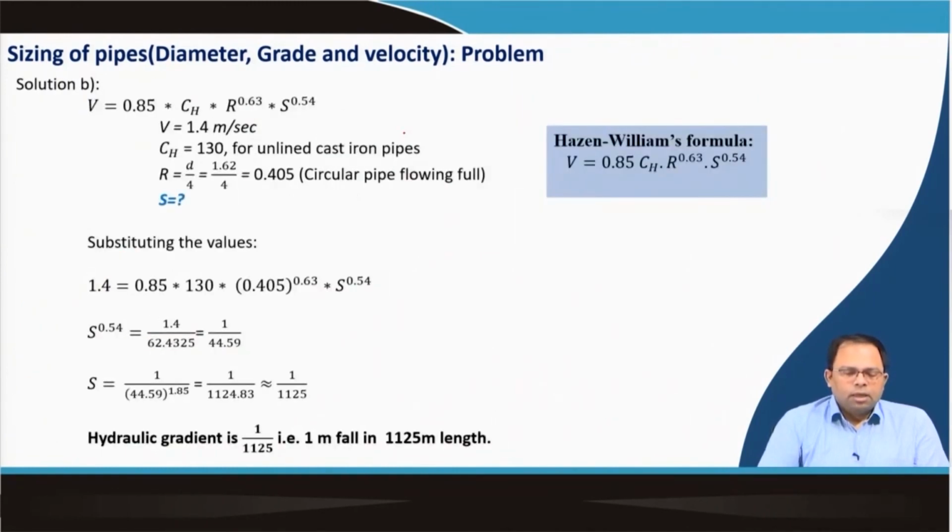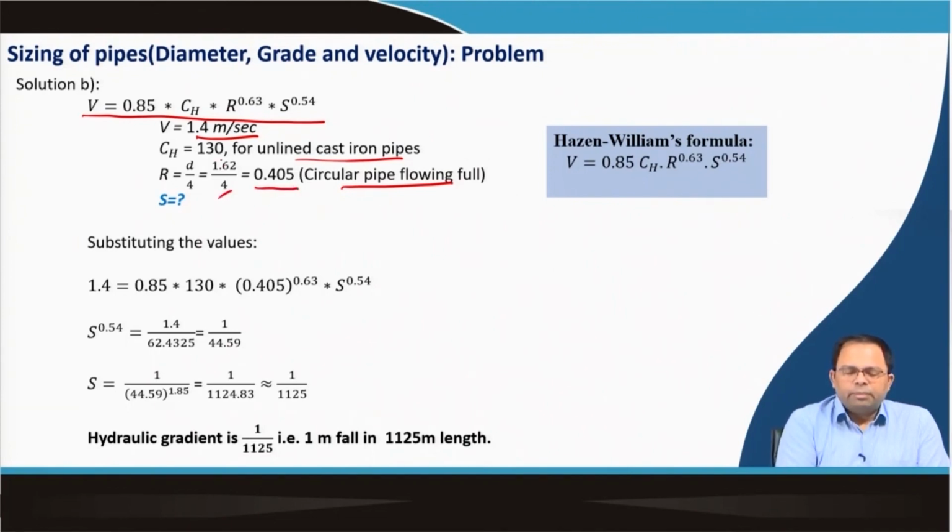Now in the second part, we have tried to determine what should be the slope of the pipe that should be laid for this particular main. We have the Hazen-Williams formula, and now we are putting in all the different values. V value we know, CH value we choose 130 for unlined cast iron pipes. Let us assume it is a new pipe. Then R value is equal to D by 4, as it is a circular pipe flowing full. So we get 1.62, the diameter we determined last time, divided by 4, which comes to around 0.405.